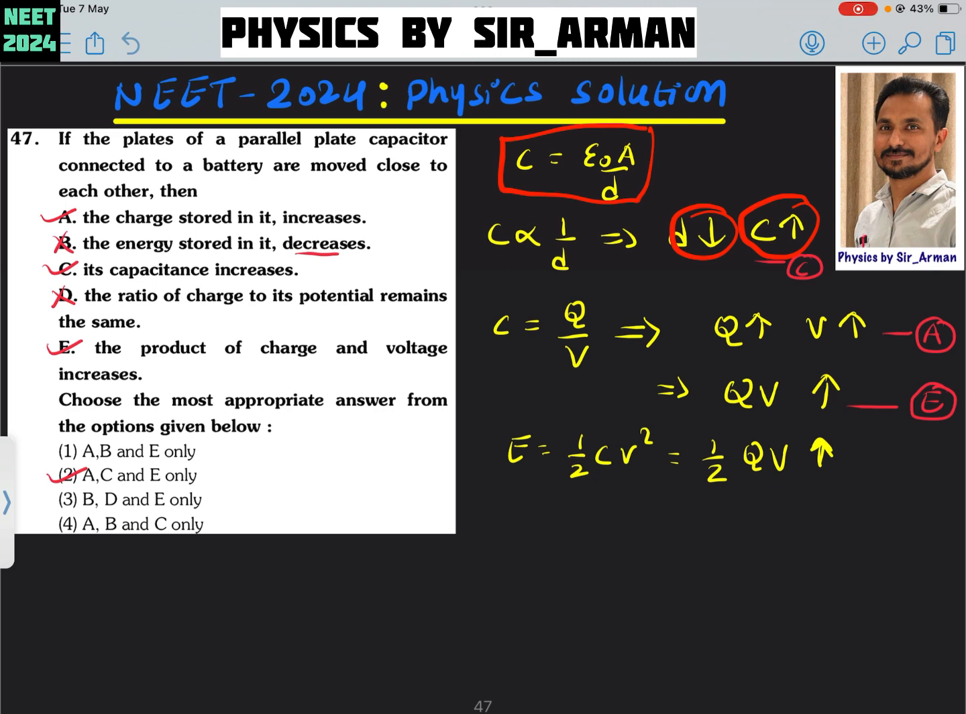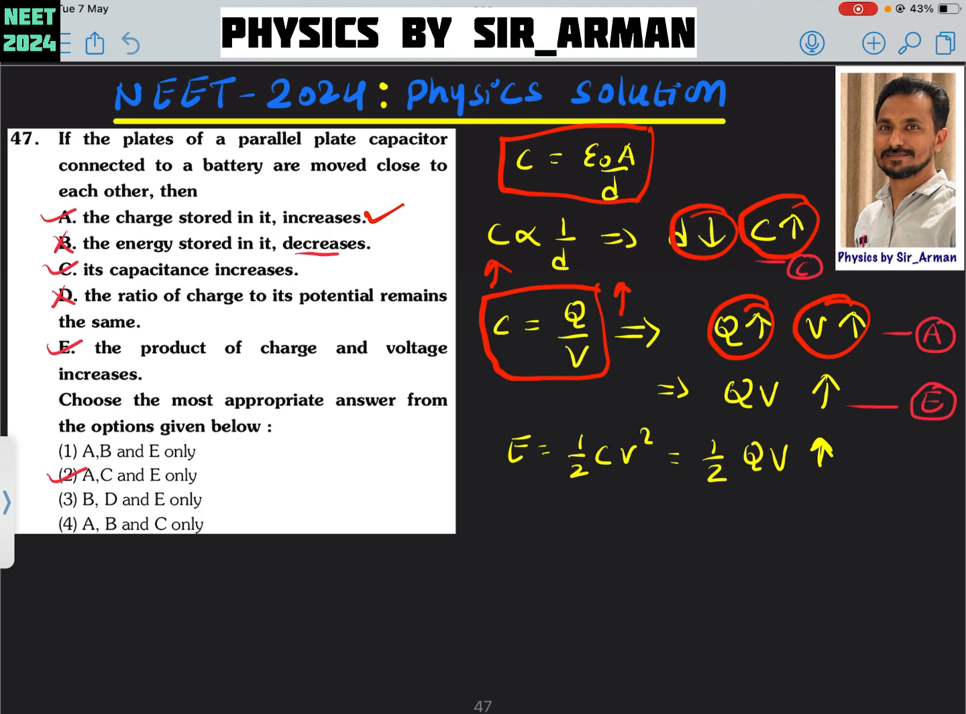And now equation for the capacitance, this is just a general equation, Q by V. So when the capacitance increases, the ratio Q by V also increases. Okay, so as Q increases, V will also increase, right? So the charge stored in it increases. Yes, it is correct one.